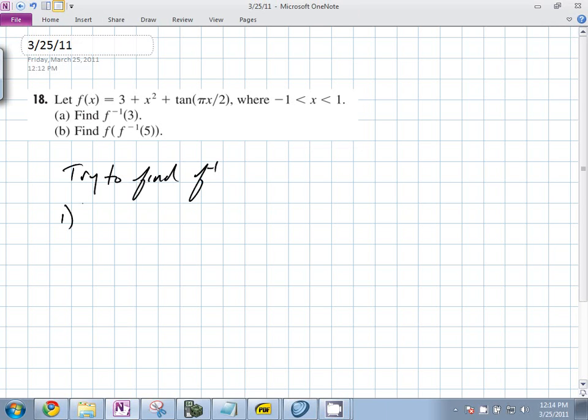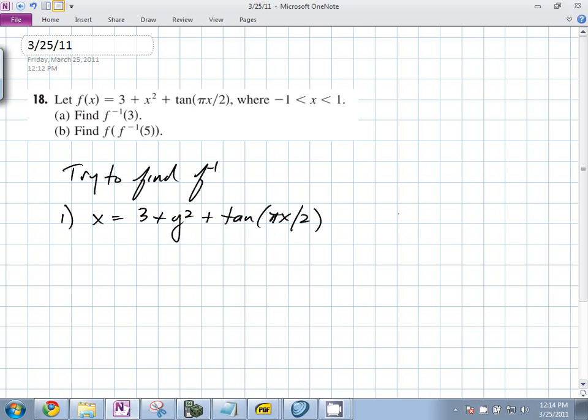Well, not solve for y. You solve for x or switch x and y. Either one. Let's switch first and then solve. It's the same mechanics. So x is equal to 3 plus y squared plus tangent of pi x divided by 2.